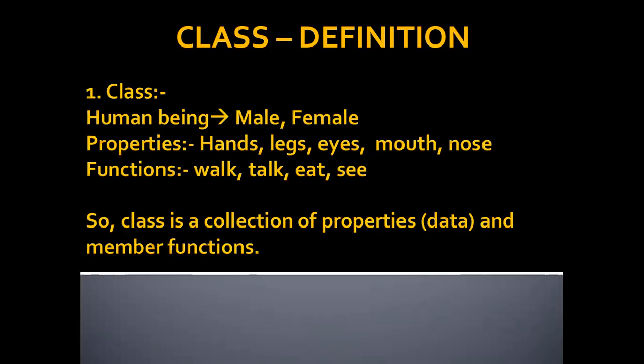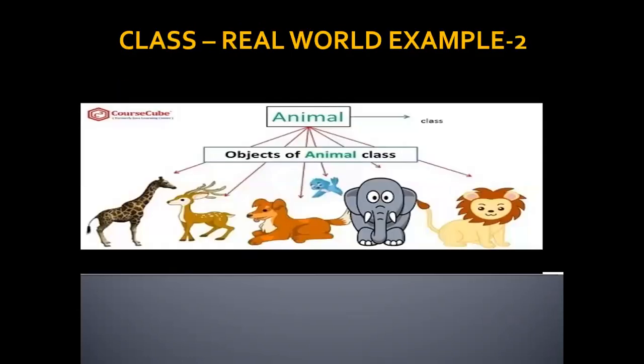All right. So look at this diagram. I have a class called animal. These are the various animals, which are called objects: a giraffe, a deer, a dog, a cat, an elephant, and a lion. These individual animals are represented as objects. The collection of objects is nothing but a class called animal.